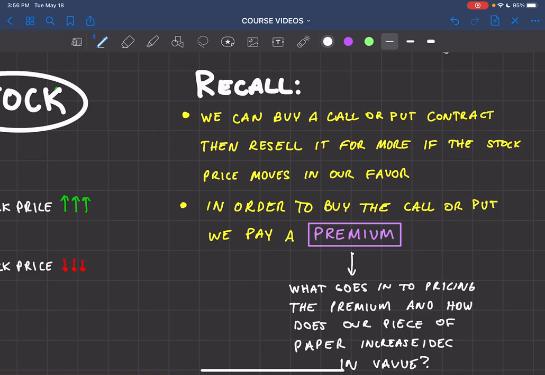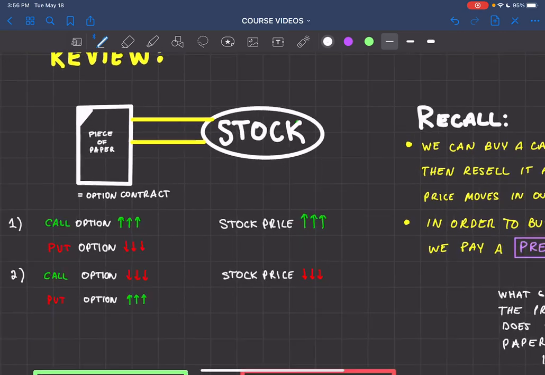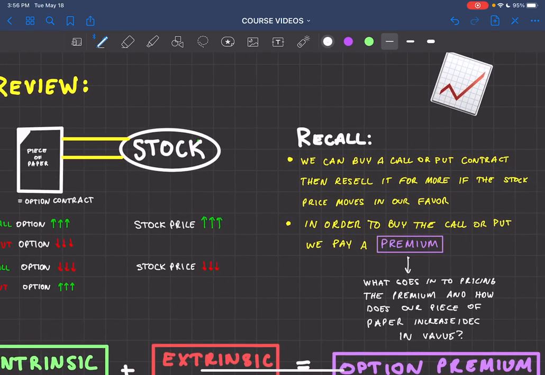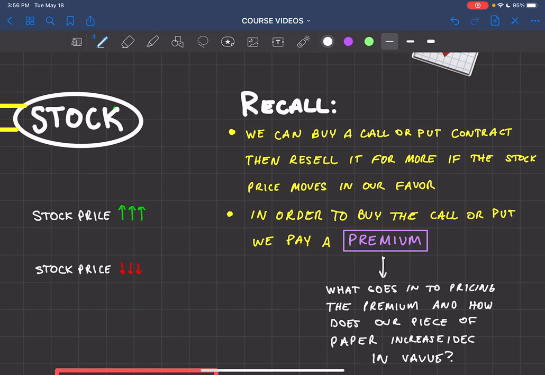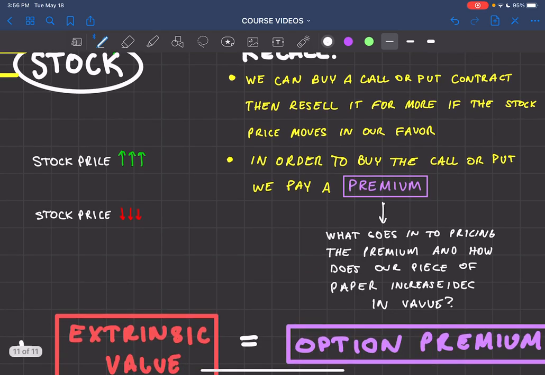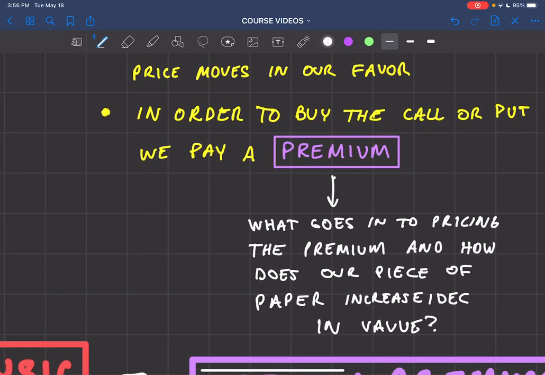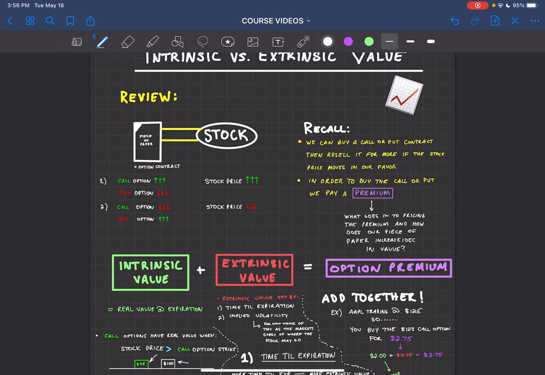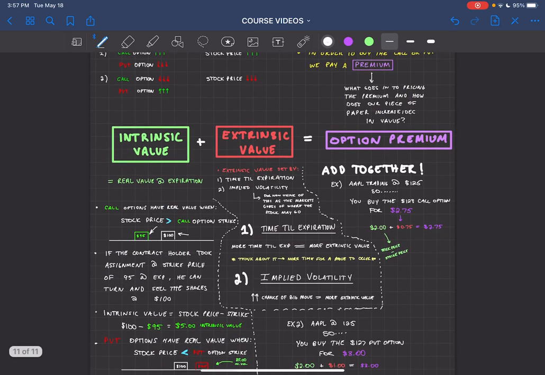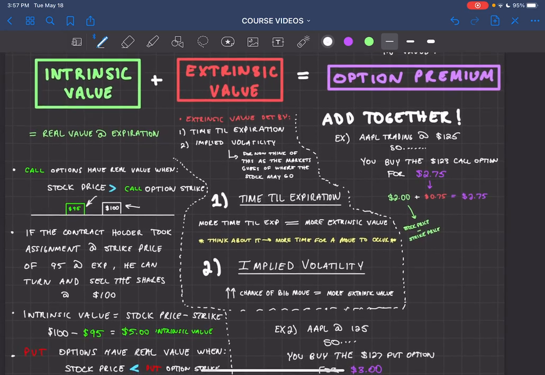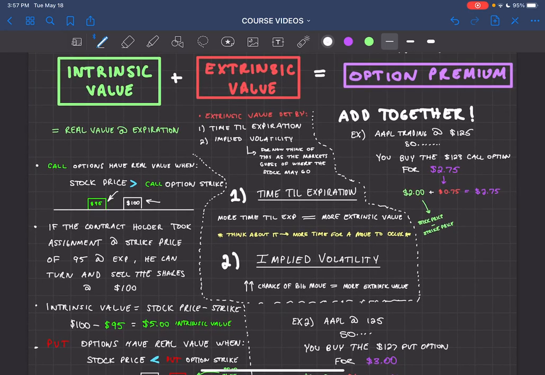So in order to buy the call or put, remember, in this case, the piece of paper, we have to pay a premium. So what actually goes into the pricing of the premium, and how does our piece of paper increase or decrease in value? And this introduces the topic of intrinsic versus extrinsic value. So we have a nice formula here that should be very easy for you guys to see. There's a lot of notes, but I promise once I get through them all, it'll all make sense.